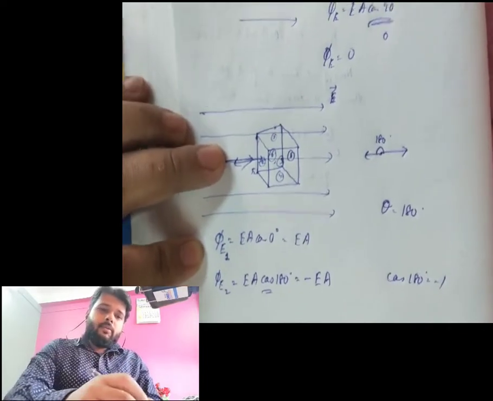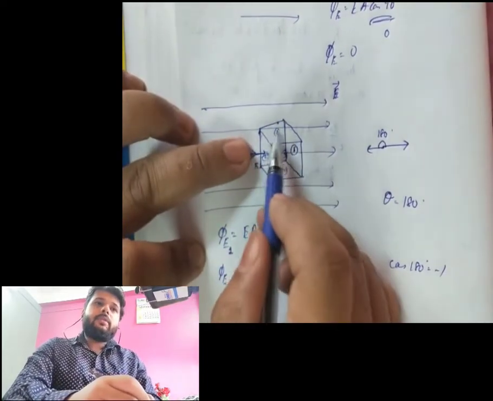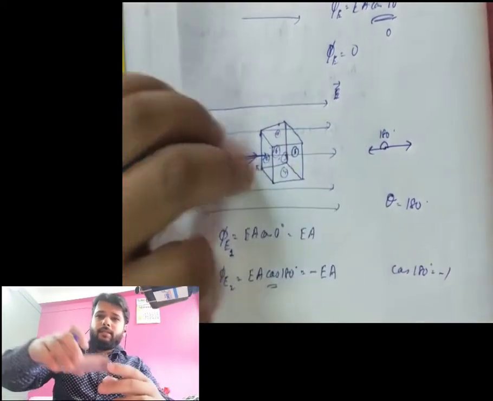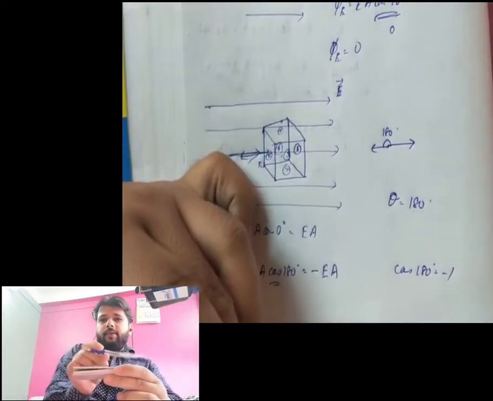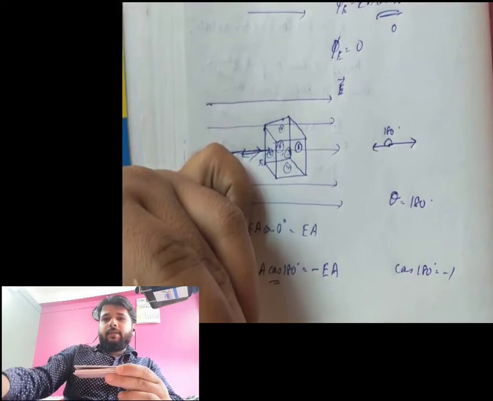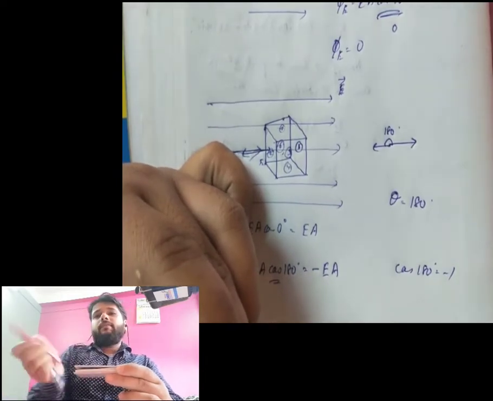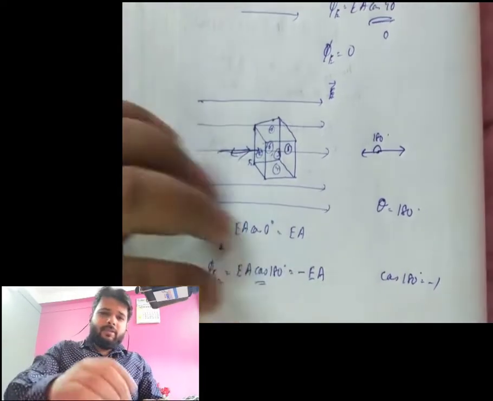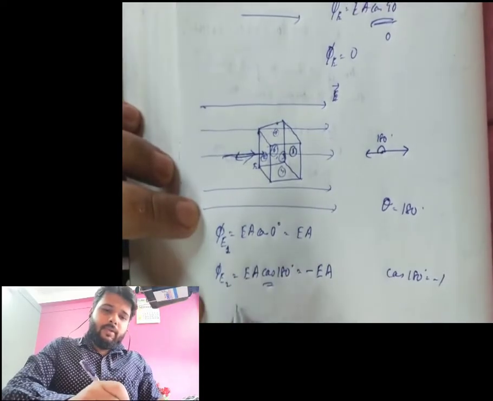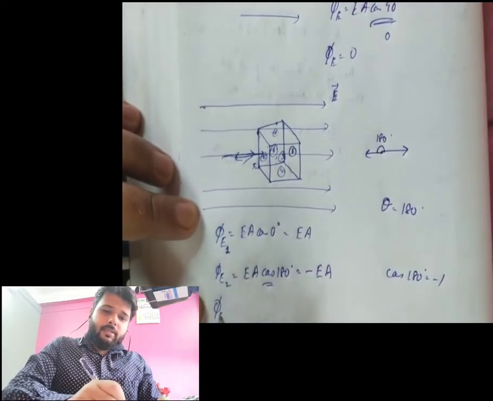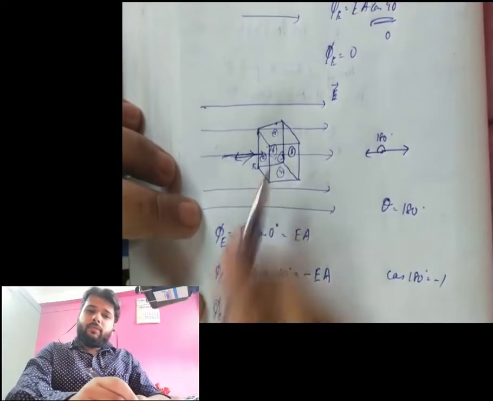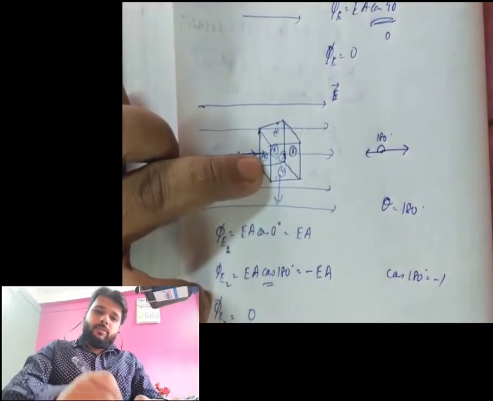Next, the third surface, this surface is like this. Electric field is in this direction and area vector is here. So area vector and electric field are perpendicular to each other, so it's very simple. So electric flux linked with the third surface will be 0. Similarly with the fourth surface it will be 0.